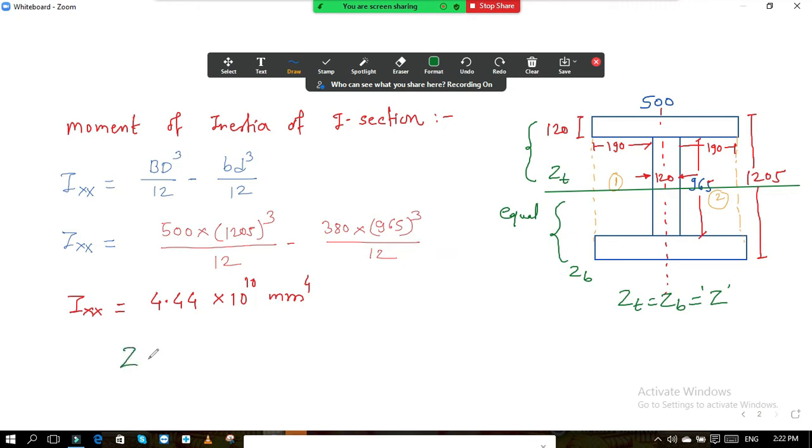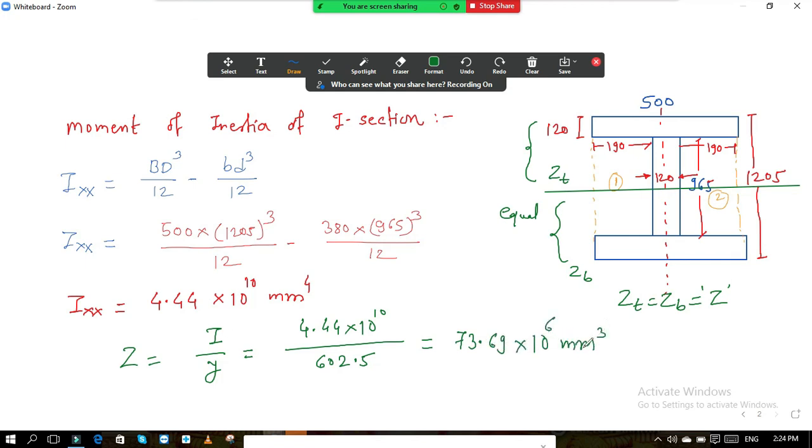So now we know that Z is equal to I by Y, which is equal to our I, 4.44 into 10 raised to 10, divided by Y. What is the value of Y? It is 1205 divided by 2, 602.5. So the value of Z is 73.69 into 10 raised to 6. This is mm cube. This is the value of Z.